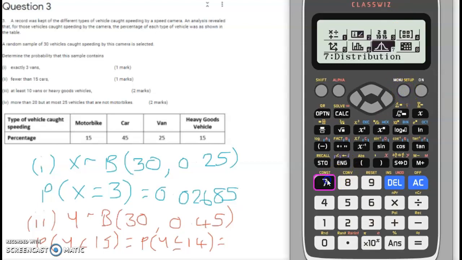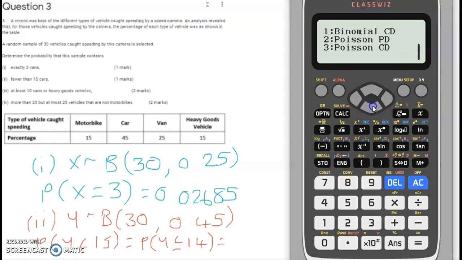Menu, distribution 7, scroll down this time to binomial CD, number 1. And again I'm going to go for variable, where x is 14, n stays the same at 30, but this time I change my p to 0.45. This gives me the probability of 0.6448.